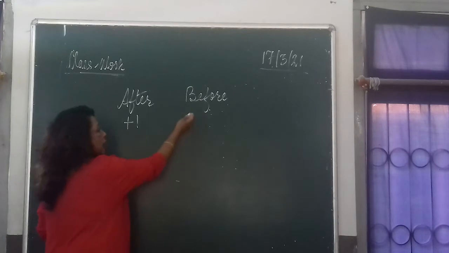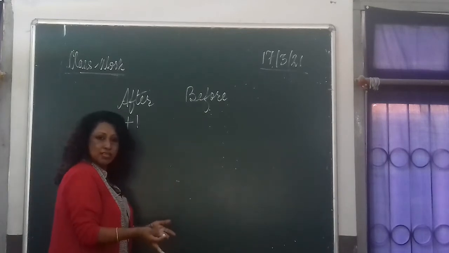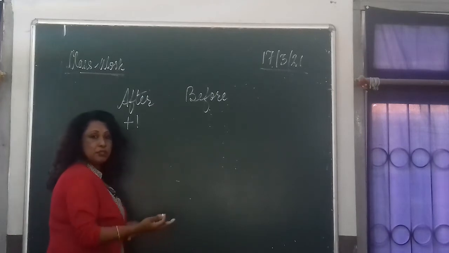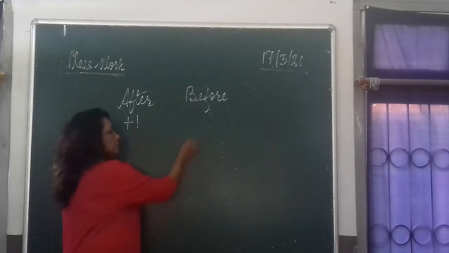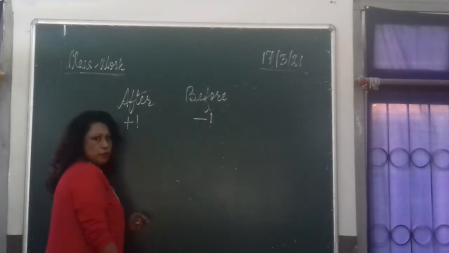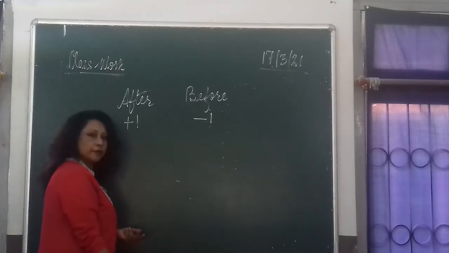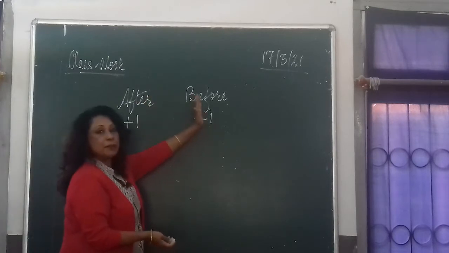Alright? And before means? Before you came to class 2 last year, which class were you in? You were in class 1. That means you were in a lower class, a lesser class. That means you were in minus 1. Do minus 1, that means you come to a lower number. Alright. Now this was it for after and before.